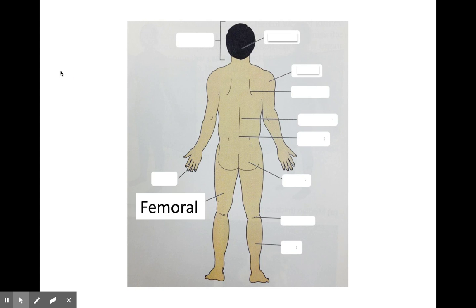Back of the upper leg is the femoral region. Back of the head is the occipital region. Shoulder is deltoid. Upper back is the scapular region, hence that's where we find the scapula bone. Vertebra is the backbone. Lower vertebral column is considered the lumbar region. Gluteal region. Back of the knee is popliteal. Back of the calf is sural.